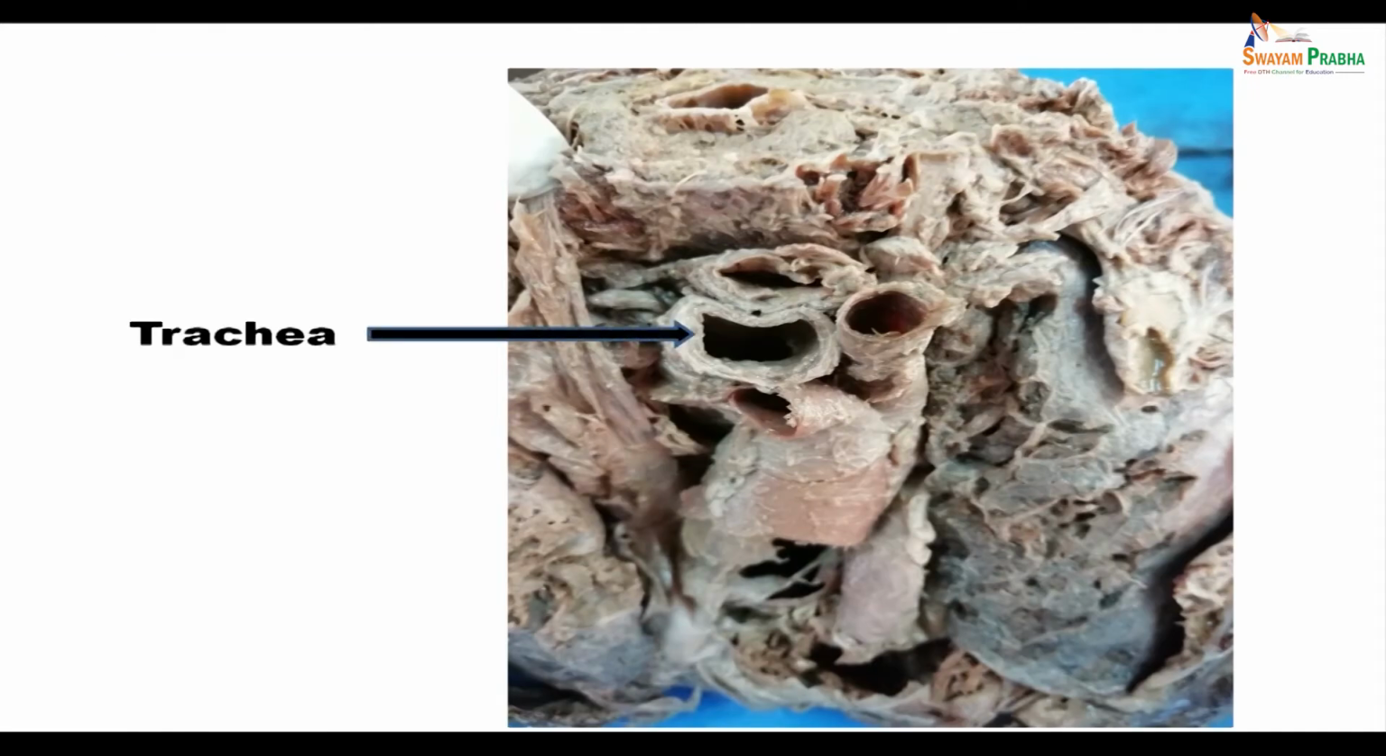This is a dissected specimen showing the trachea from the superior view of the superior mediastinum. Behind the trachea, you find the esophagus with a collapsed lumen. In front of the trachea, you find the arch of the aorta. To the right of the trachea, you find the superior vena cava. These are the branches of the arch of the aorta, that is the brachiocephalic trunk and the left common carotid. Behind this will be the left subclavian artery.